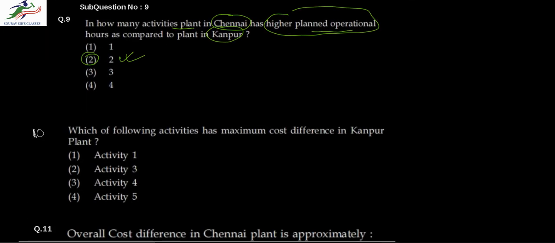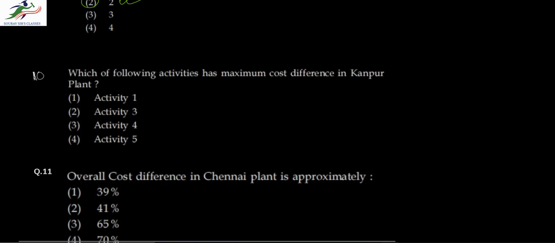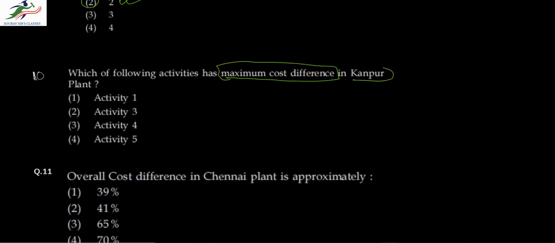So we go to the next question, which says, which of the following activities has the maximum cost difference in Kanpur plant? So again, we have to compare the cost differences of all the activities in Kanpur plant, and we have to do that for activity 1, 3, 4 and 5. So 2 and 6 we don't have to calculate.